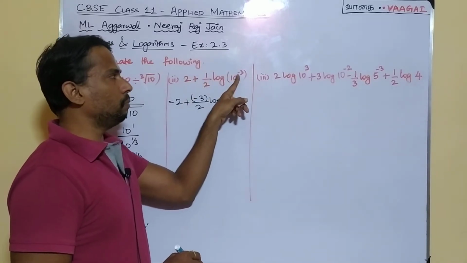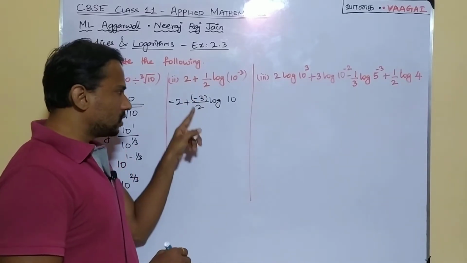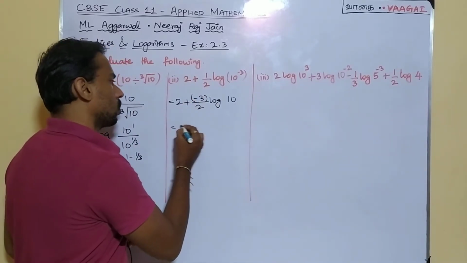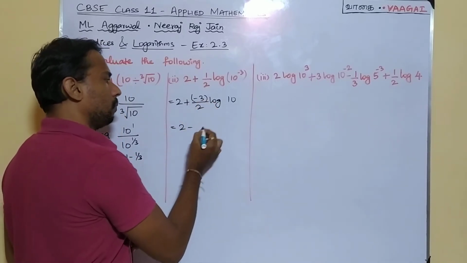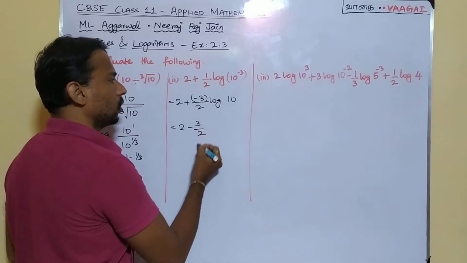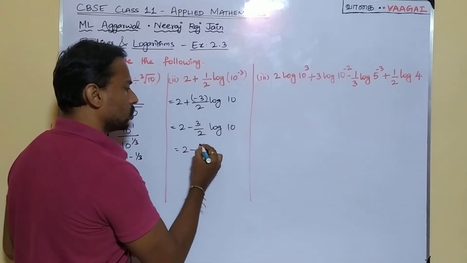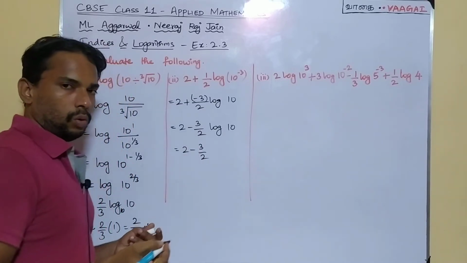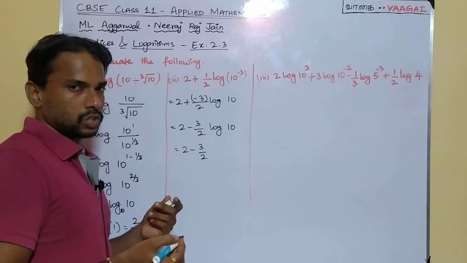But this log of 10 power minus 3, this minus 3 will come to the front and it will become minus 3 divided by 2. Okay. So continue 2, and what about this one? This plus into minus will become minus. So 2 minus 3 by 2 into, what about this one? This is log 10, and again log 10 will be as usual 1 only, right? Here itself we saw the reason, right? Because it is a common logarithm, the base is not defined.